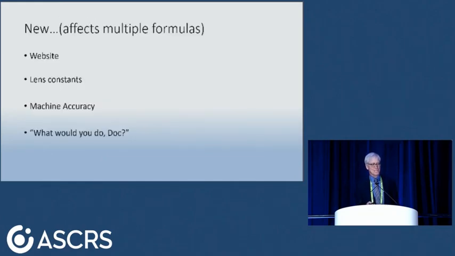She's probably right. Today, I wanted to discuss things that are new, mainly those things that affect every formula in some way, or at least multiple formulas. So one thing that's new is a website, and there are lens constants that are new. There's some discussion about machine accuracy. And then the last one is the one I always want when I go: well, what would you do, Doc?